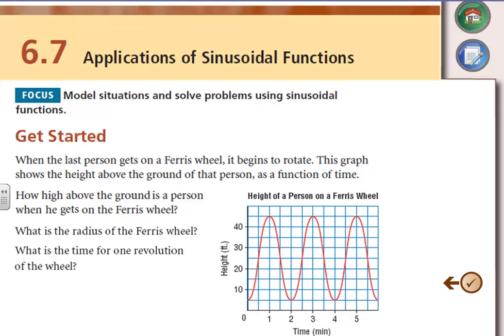All right, everyone's favorite part of any lesson is the applications. We're going to be doing problem solving here now. Last part of the functions unit for trigonometry. Let's get started by looking at this one.